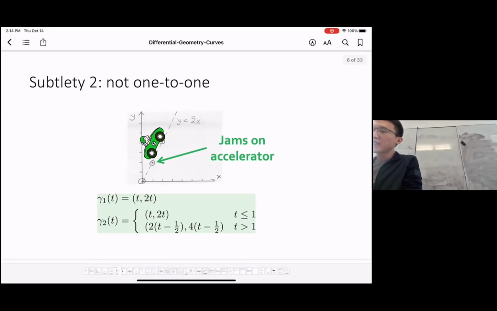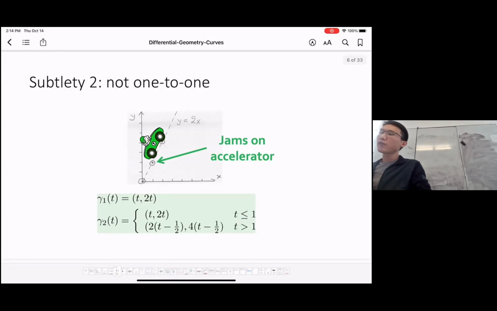So when t is less than or equal to 1, it is the same as R1, t to t. But when t is greater than 1, the rate of change of its position regarding t has doubled, right? This time, when I change 1 unit of t, the value of x and y will change by 2 units. Although it still stays on the same line, the function is a different one.